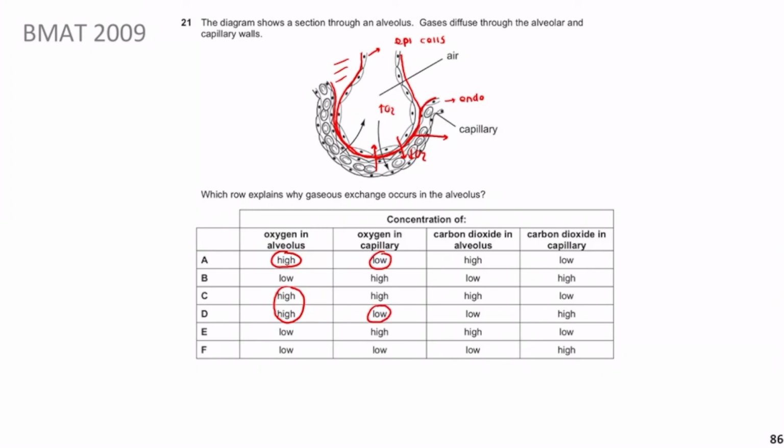And then it's carbon dioxide. So the carbon dioxide, you want it to go in the opposite direction. So you want it to be high here and low here. So therefore it's going in that direction. So CO2 in the alveolus would be then low. So basically we're just left with this option here. And then the carbon dioxide in the capillary should be high.